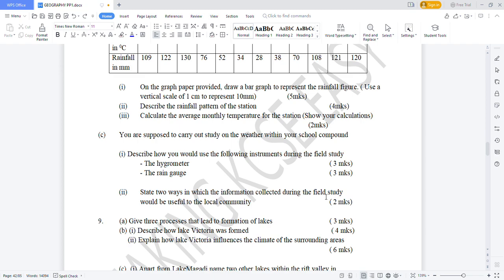Another one, it will help the community to know the type of animal breeds to rear. It will also help the community to know the type of attire to wear. Another one will help the community to know the wind control measures. That was question 8, 2007, section B.